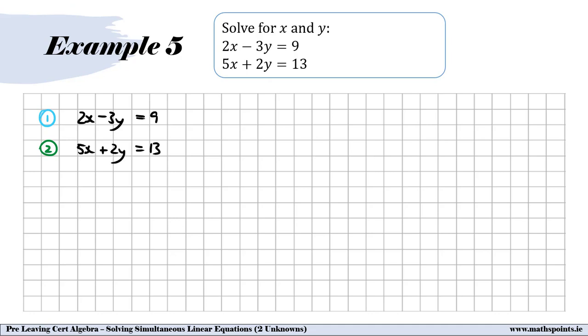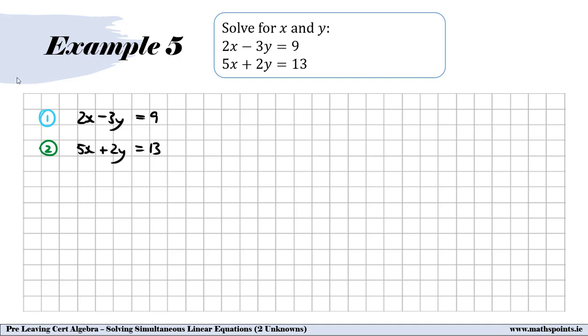So taking the x's first of all, I can see that 2 doesn't divide evenly into 5, and so there's no whole number I can multiply the top line by, so that the x's will eliminate. Similarly, I can see that 2 doesn't divide evenly into 3, and so there's no whole number I can multiply the bottom line by to get the y's to eliminate. So what I'm going to have to do in this example is multiply both the top line and the bottom line by some number to get the x's or the y's to eliminate.